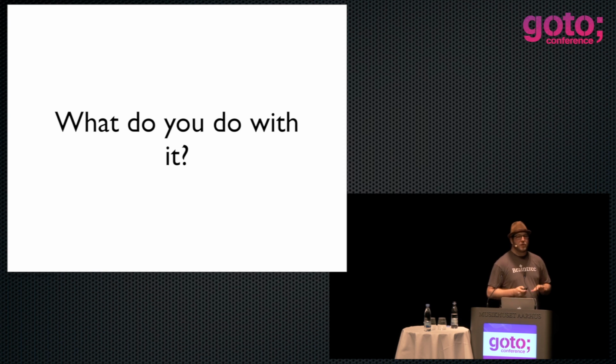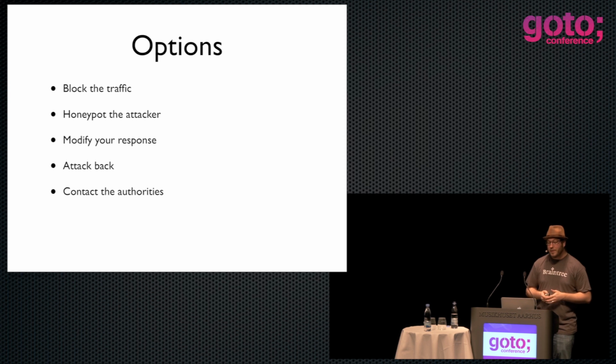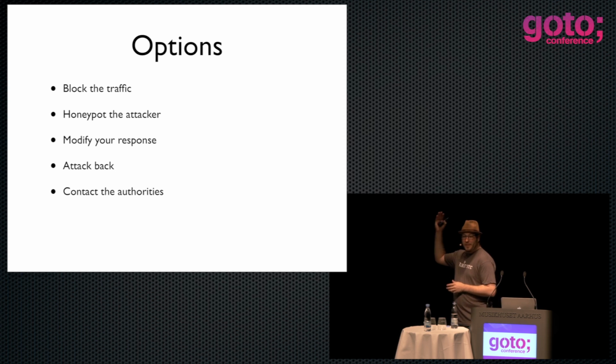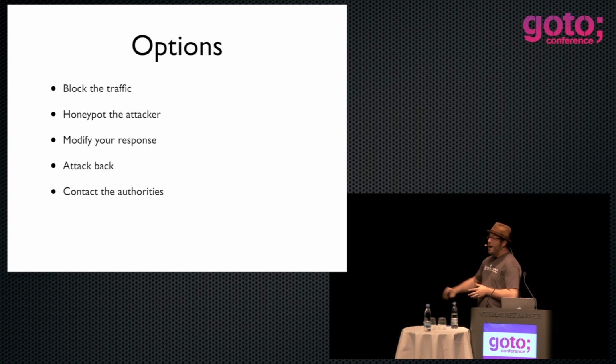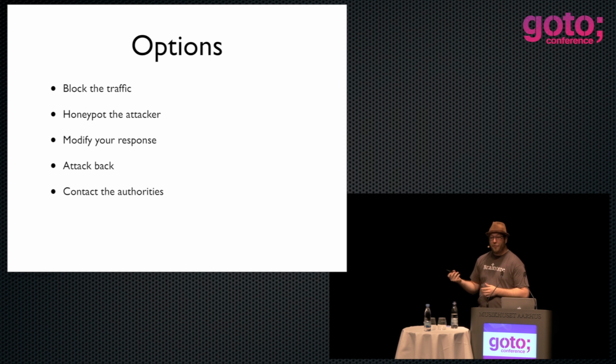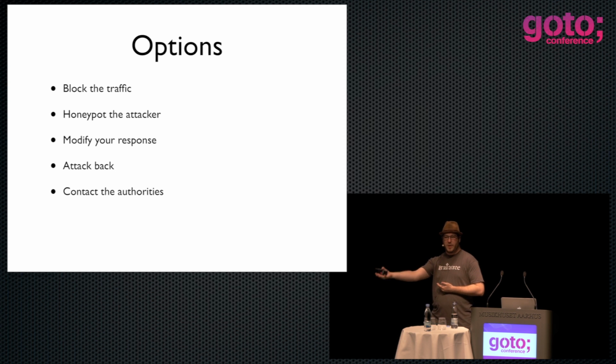There are many things you can do, and it's not always obvious which one is right. Here are a few examples. We can block the traffic. That's the obvious one. We can honeypot the traffic. This is interesting, and I'll talk about that in a minute. We can modify our response back to them. Maybe we change our controls. Maybe we change what we respond with to them because we're not sure whether they're good or bad yet, and we're trying to figure it out. Maybe you attack back. I'm not going to talk about that one. There's some gray area there.